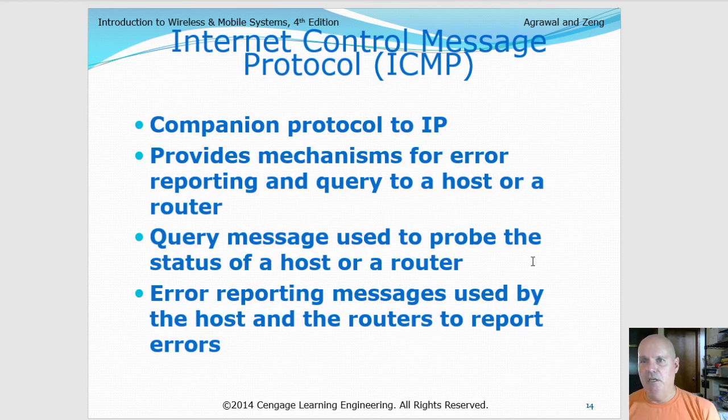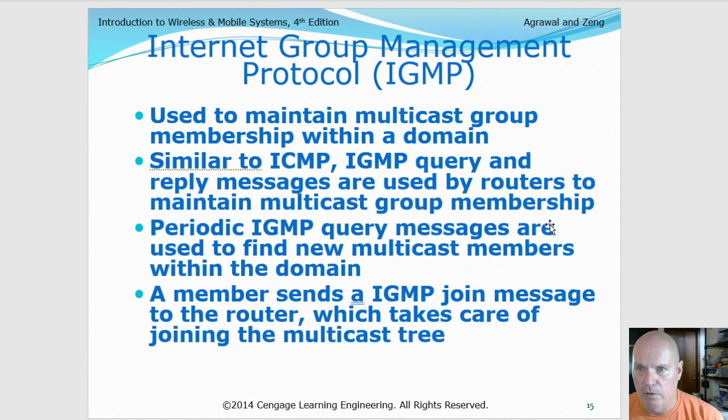Okay. This ICMP, I mentioned, is a companion protocol to IP. You can query a server to see if you've got a connection to it. And a common way to do that is to use the ping command from a client to test to see if you've got a connection to a remote computer. The Internet Group Management Protocol, I mentioned, was used to maintain and join a multicast group.